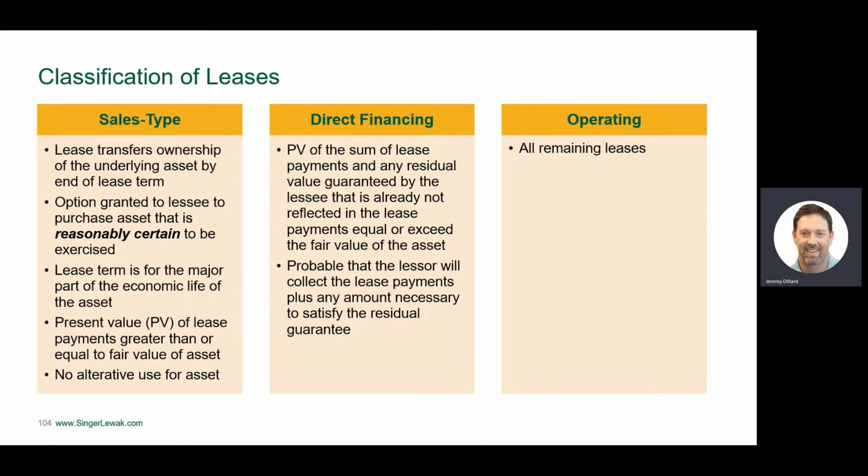For direct financing leases, use that same present value calculation in the sales type lease analysis, but now include any residual value guarantee. If the present value of those lease amounts equals or exceeds the fair value of the leased asset, then it's accounted for as a direct financing lease.